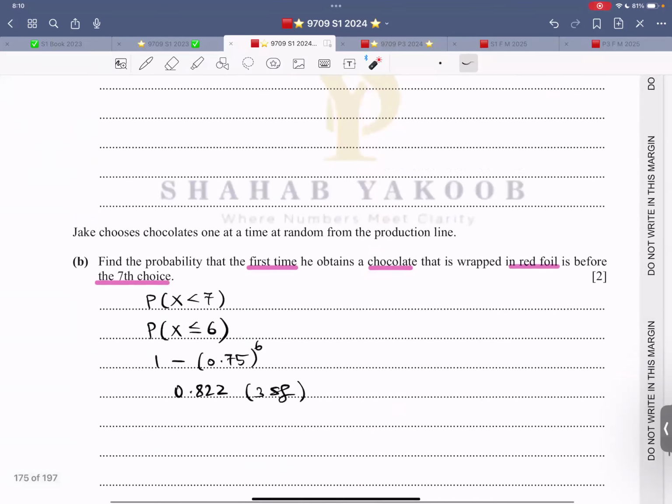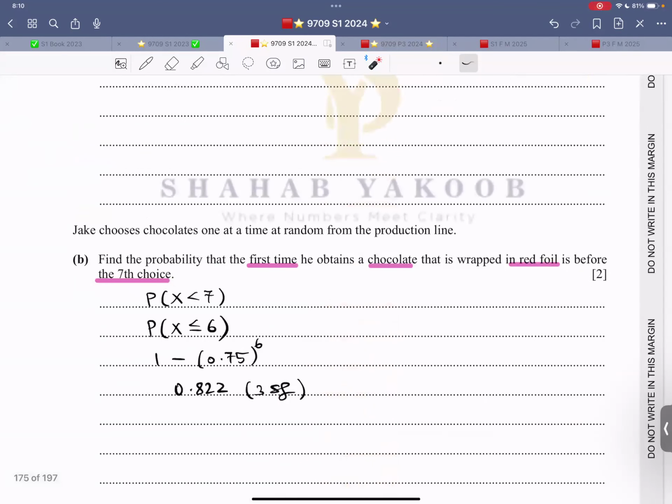The next one. Now it says Jake chooses chocolate one at a time from the production line.